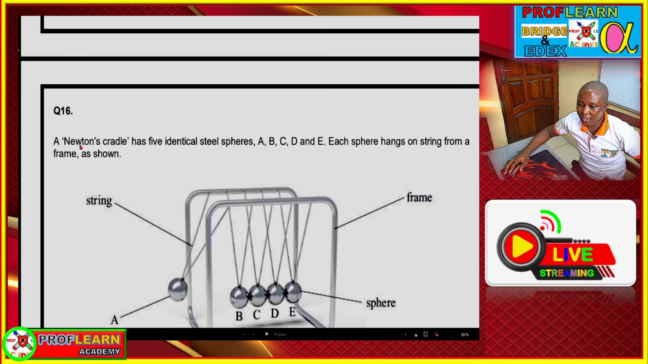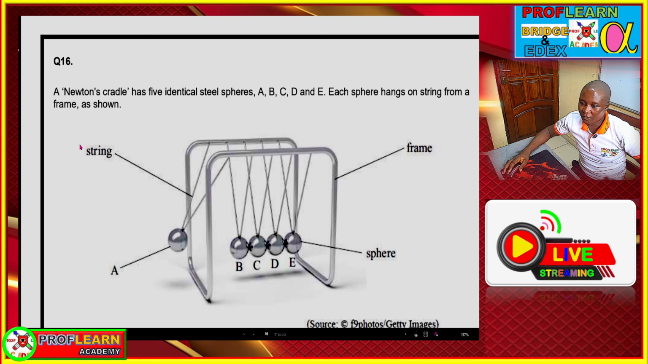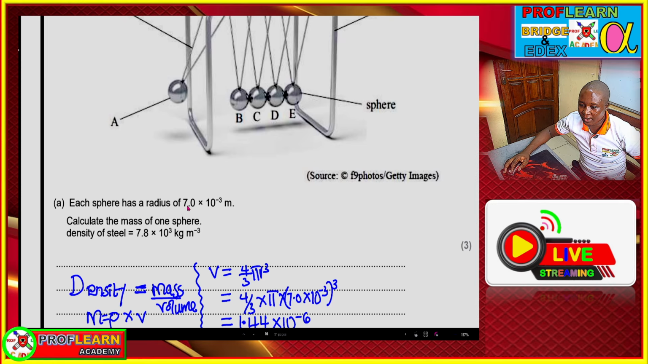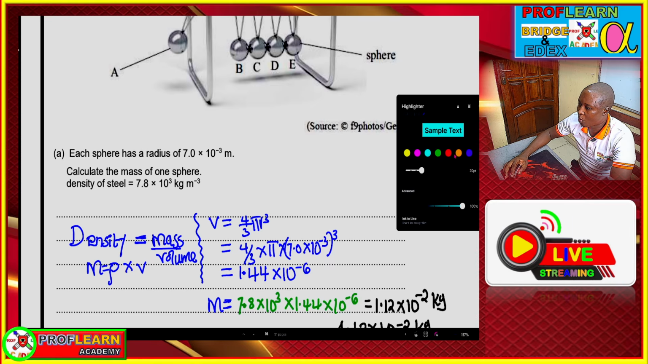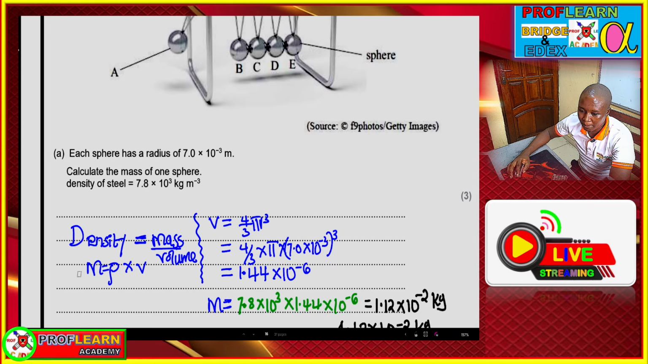So in that case, we need to calculate the mass of the sphere. We are given here a Newton's cradle, which has 5 identical steel spheres A, B, C, D, and E, each hanging on a string as shown here. Each sphere has radius 7.0 times 10⁻³. Calculate the mass of one sphere. Given that the density is this, you can use density equals mass over volume. Then once you have that, you can go ahead and work out the mass using this formula here. So how do we get the volume of a sphere? Volume of a sphere is given by 4/3 pi r cubed.